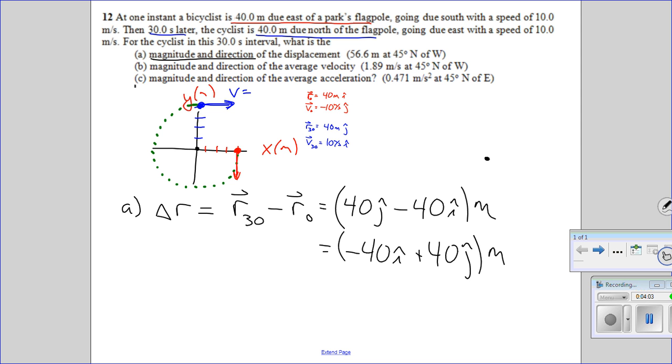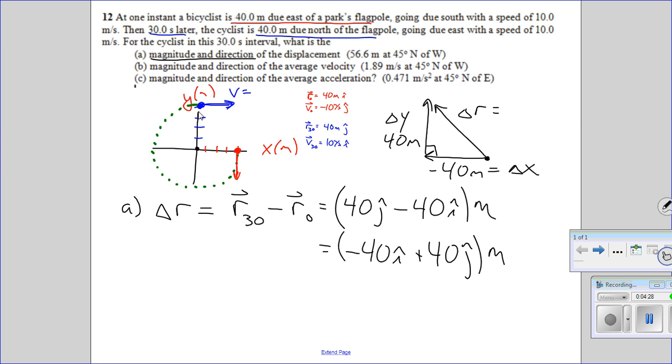So he started out here, that's his starting position, and he went 40 meters. That's my horizontal displacement. Vertically, he went 40 meters. And we're looking for this. So all you're going to do is the Pythagorean theorem. We know this is a right triangle. And then find your angle.